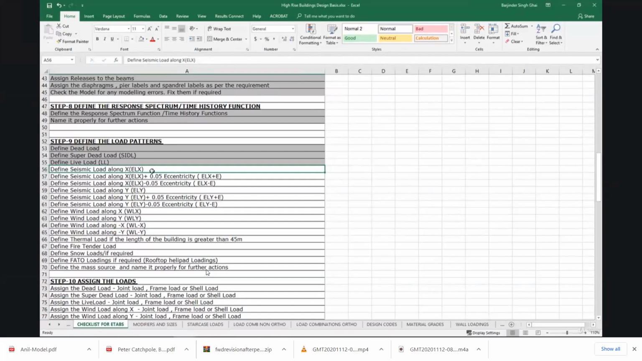After that, we need to define the wind loading. That is wind load along different directions. Before we define wind loading, we need to understand what exactly our code is saying about the wind loading criteria. That we will discuss in the next lecture.